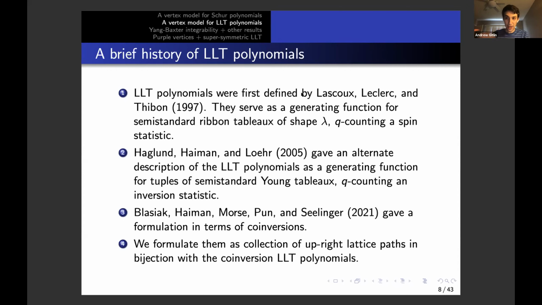So that co-inversion version is the definition I'm going to be using throughout most of this talk. And what we're going to do is formulate the co-inversion LLT polynomials in terms of upright lattice paths.